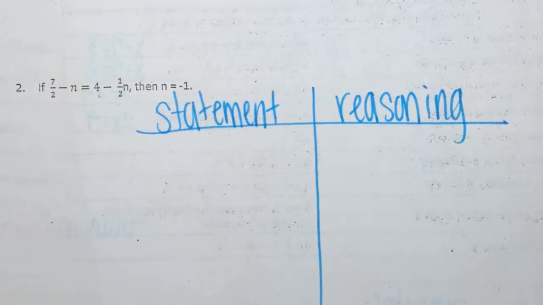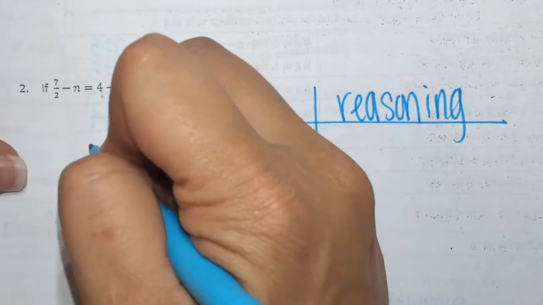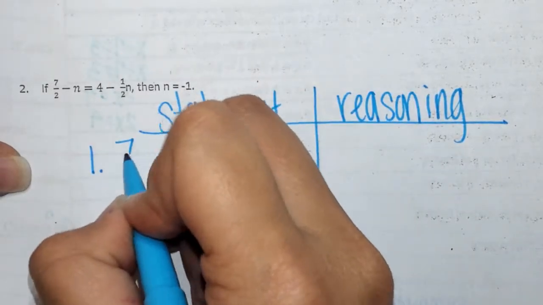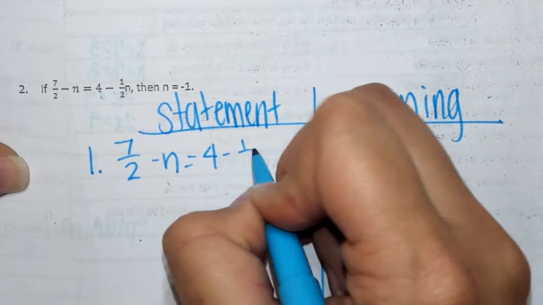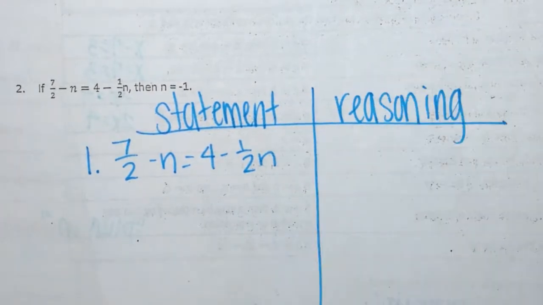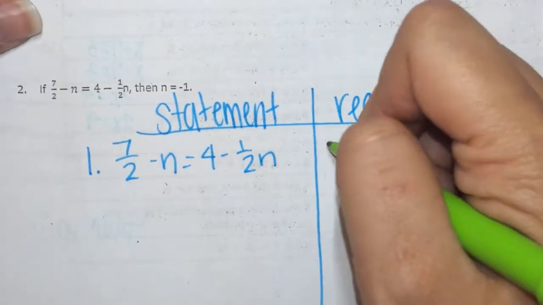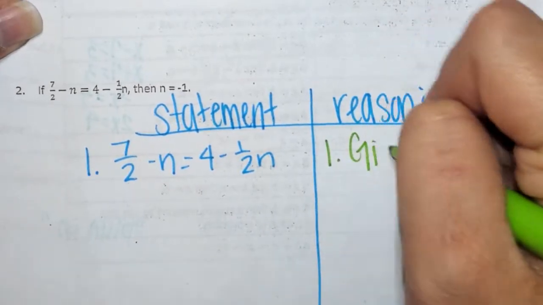Alright, so for number 1, what do I do? Rewrite the problem. So I have 7 halves minus n equals 4 minus 1/2 n. And then what do I write over here for my reasoning? Given.